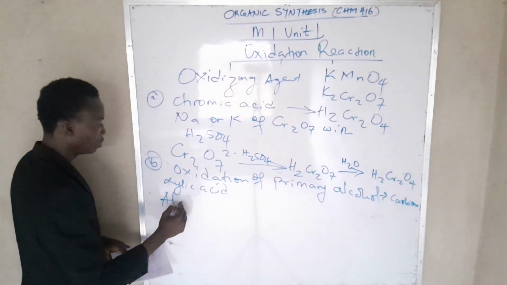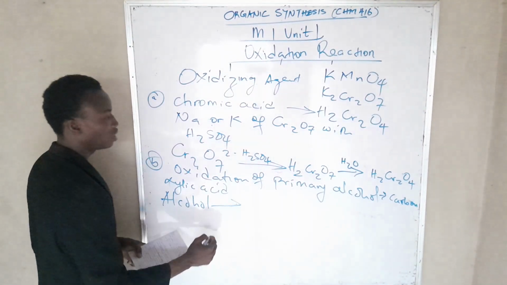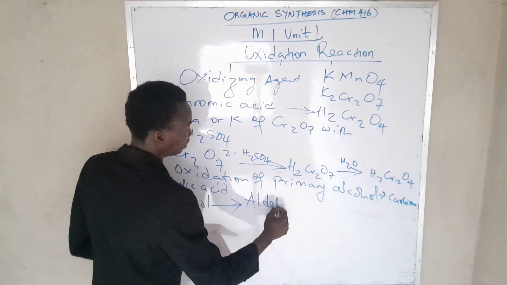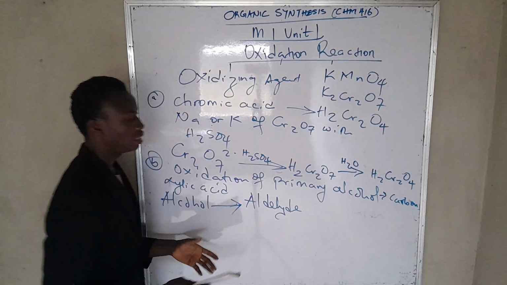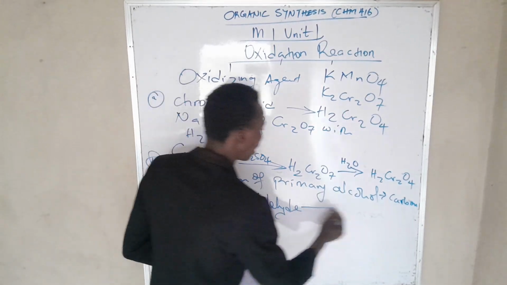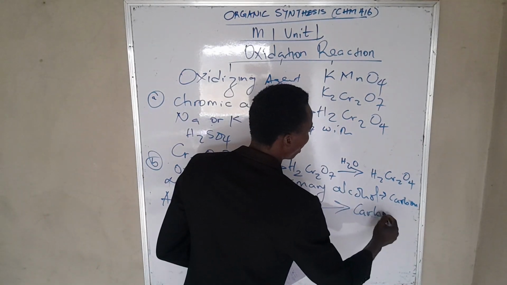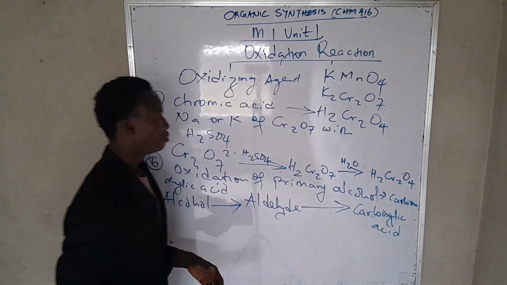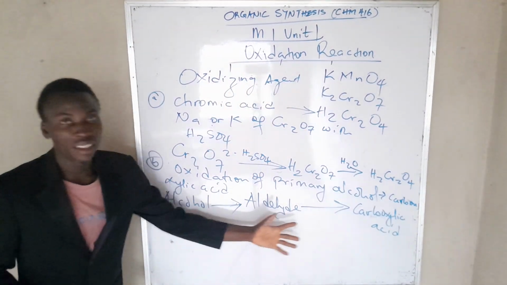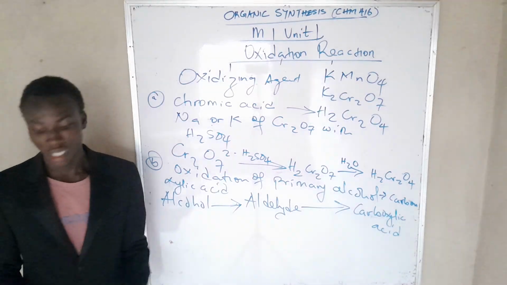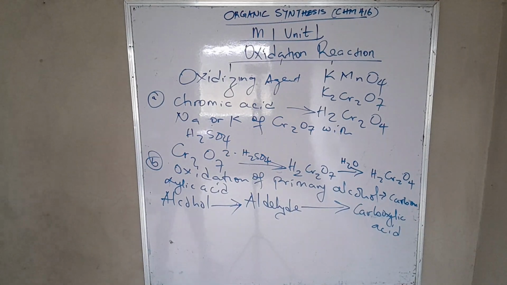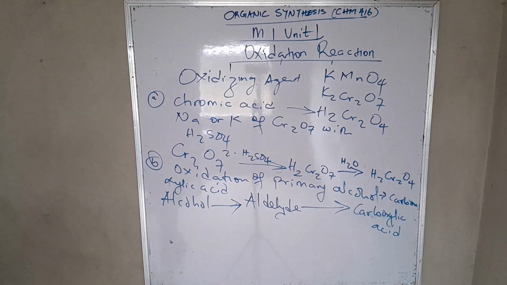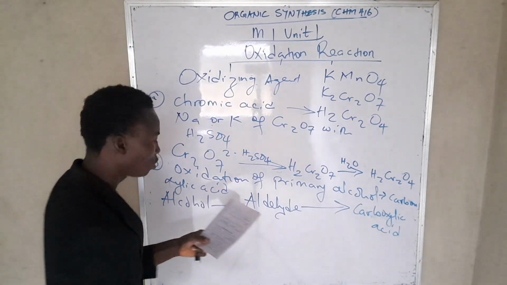From alcohol, it changes to aldehyde. Another name for alkanal is aldehyde. And from aldehyde, it changes to the carboxylic acid that we want there. So this process is as a result of the oxidation process, and I'd like you to know that carefully.